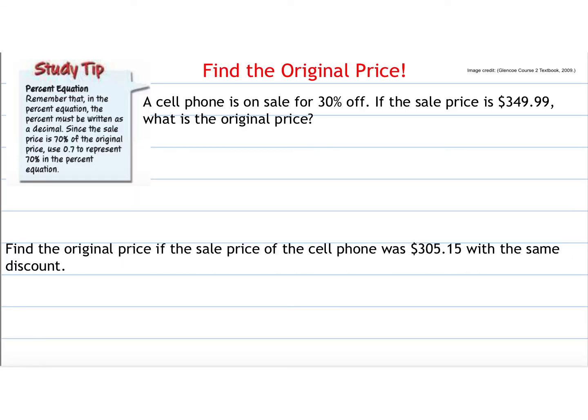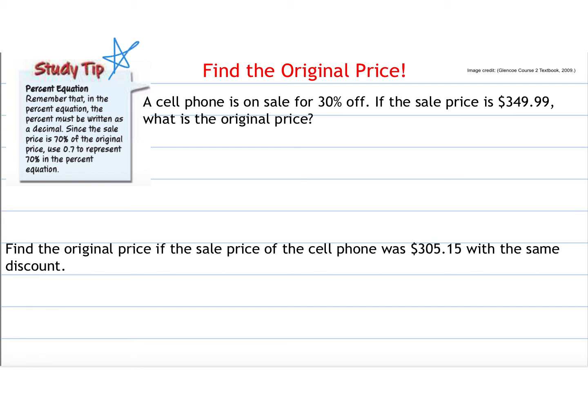All right, now we are going to end up working backwards here because we are going to try and find what the original price was, so before the discount was given. So a cell phone is on sale for 30% off. If the sale price is $349.99, what is the original price? So there's this study tip over here. Let's take a look at it.